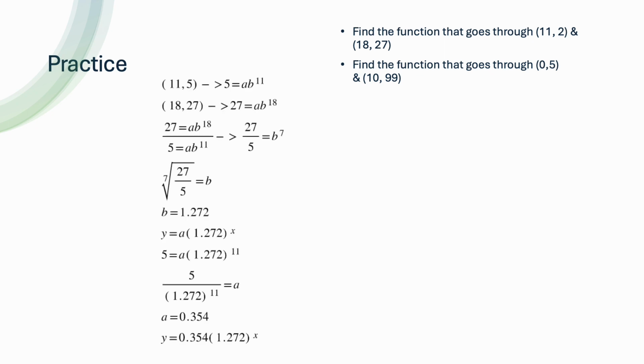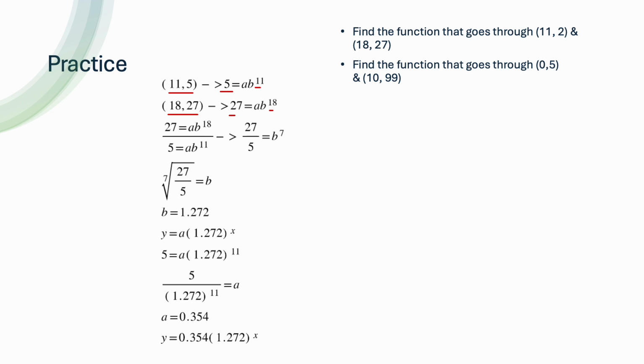All right, so (11, 5). Our 11 is our x, so we're going to plug that in, and 5 is our y, so we're going to plug that in. So we get 5 equals ab to the 11th power. And then we have (18, 27). 27 is our y, 18 is our x. We plug that in, and we get 27 equals ab to the 18th power. And now dividing these, I swap them around just because I don't like negative exponents.